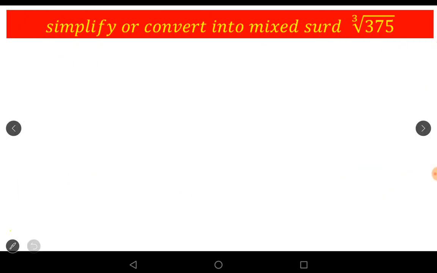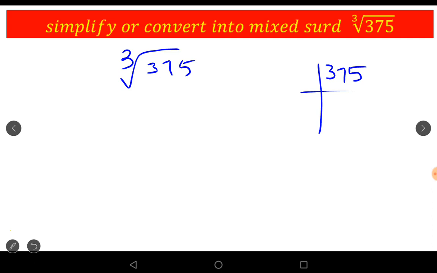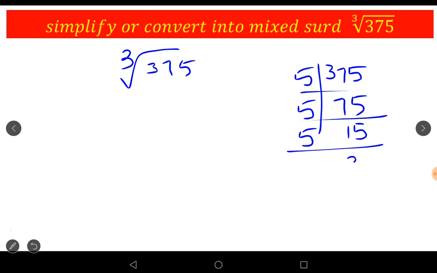Next one, third root of 375. First of all, write the prime factorization. The ones place digit is 5, so 375 is divisible by 5. 375 divided by 5 is 75, 75 divided by 5 is 15, 15 divided by 5 is 3. So third root of 5 cubed times 3 to the power of 1.